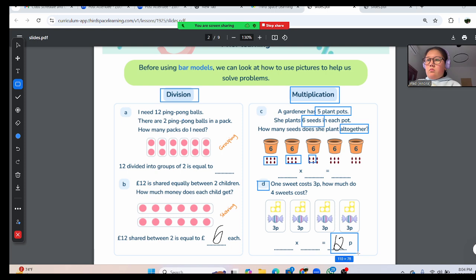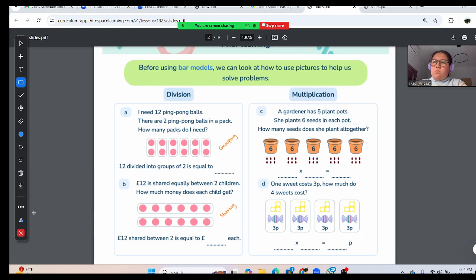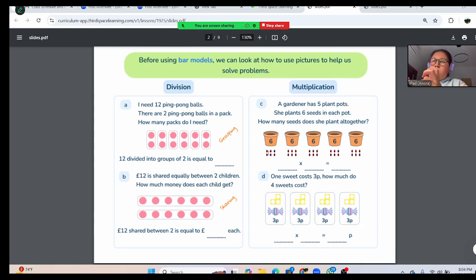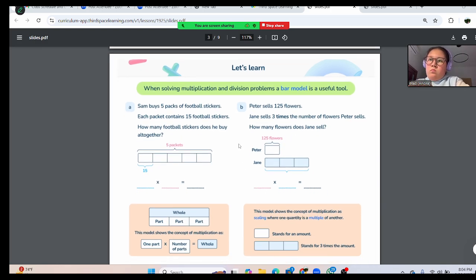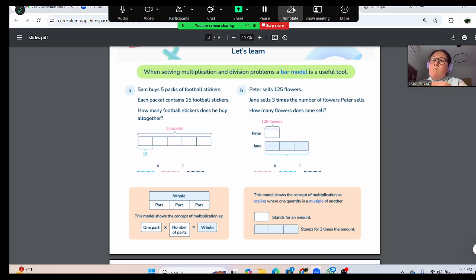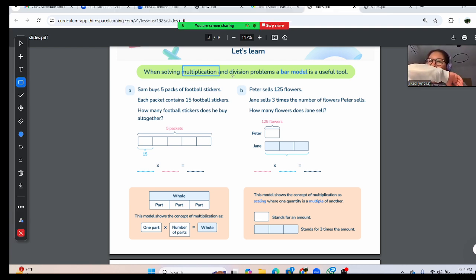Very good. Absolutely correct. So this method is called grouping method, and for division we use grouping. For the same, we can use bar model. So when solving multiplication or division problems, we can use bar model. This could be a useful tool.